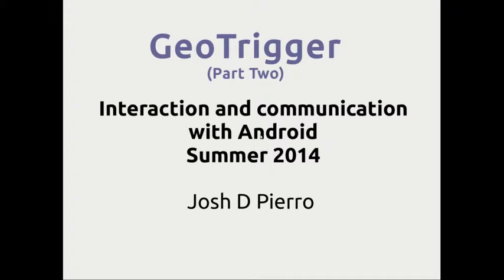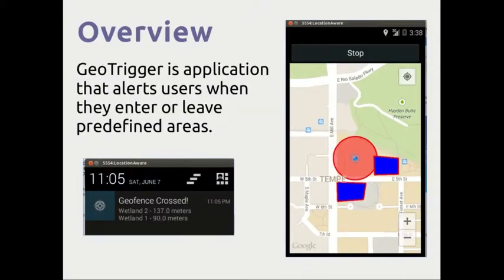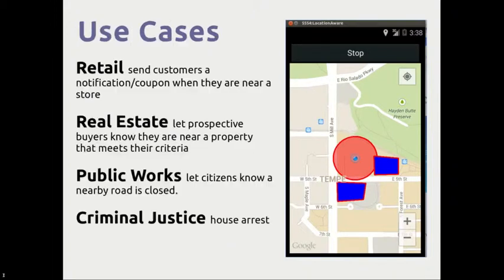For this project, I built off the project that I worked on last quarter, GeoTrigger. Again, GeoTrigger is an application that alerts users when they enter or leave predefined geographic areas. The functionality is commonly referred to as geofencing and is used in a wide variety of domains like real estate, retail, public works, criminal justice, and much more.